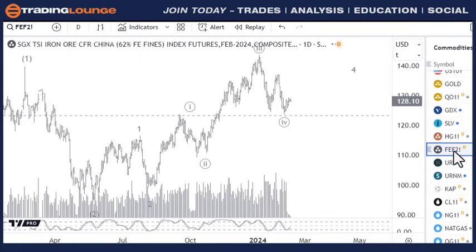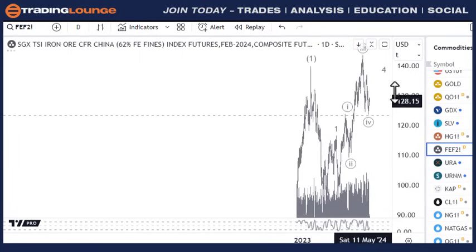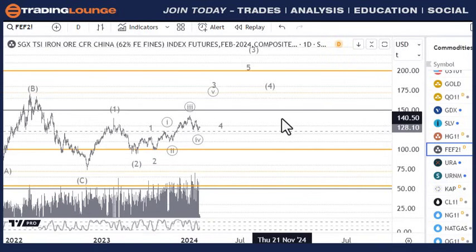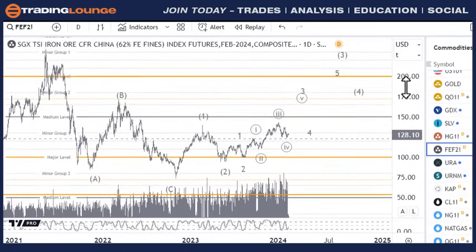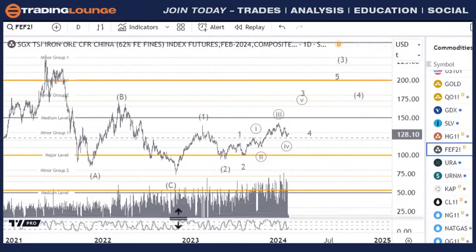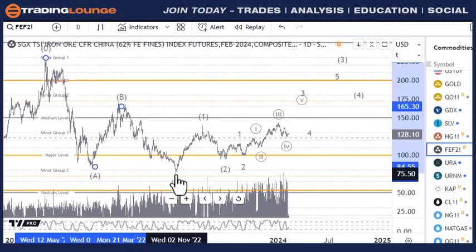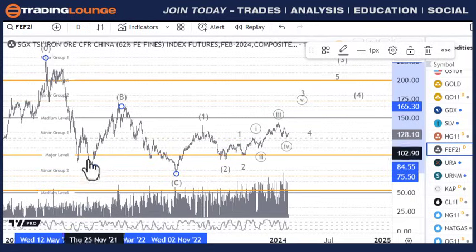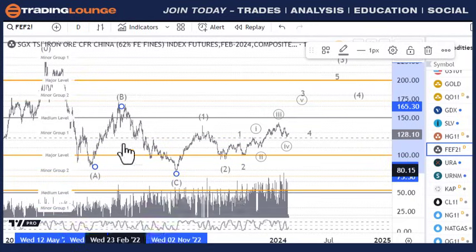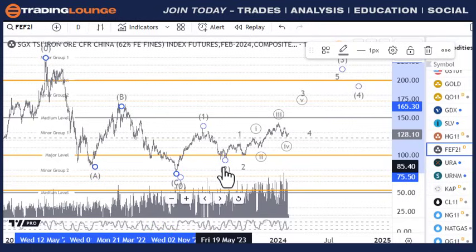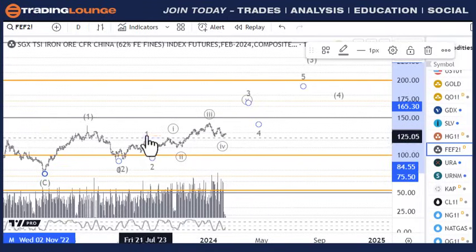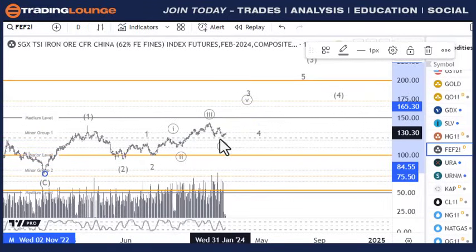When we come into iron ore here, this is Singapore here. And the Chinese futures market's not much different, except that on the Singapore market here, we've had this nice A, B, and C down here. The C wave in the Chinese market didn't quite take the low out here. In fact, it was up here somewhere. But here we've got this nice A, B, C. Then we've got one and two here. And then we can look at this moving up here. And I've just counted it as one and two and one and two and three and four.